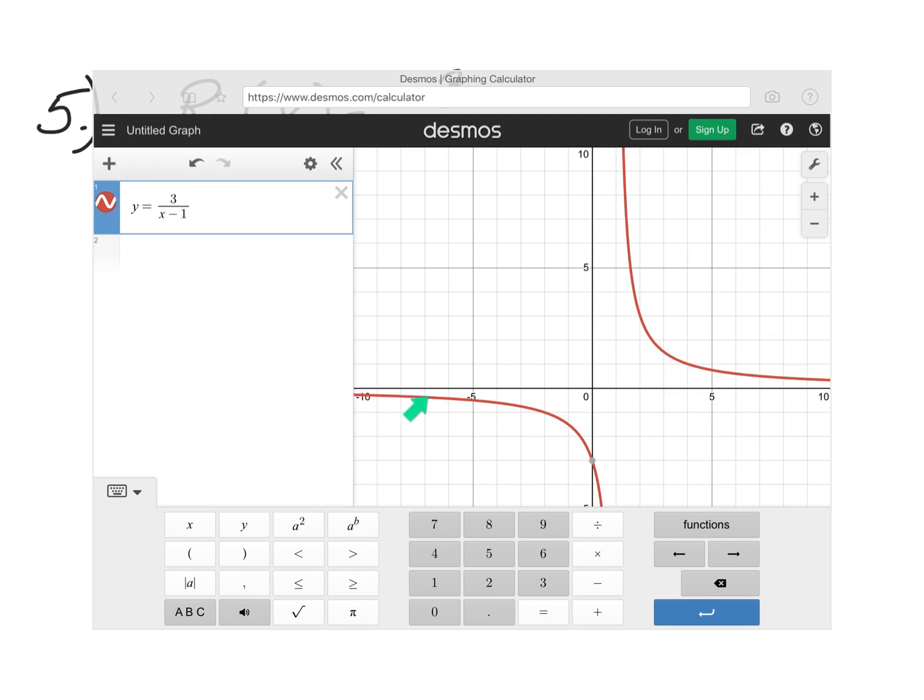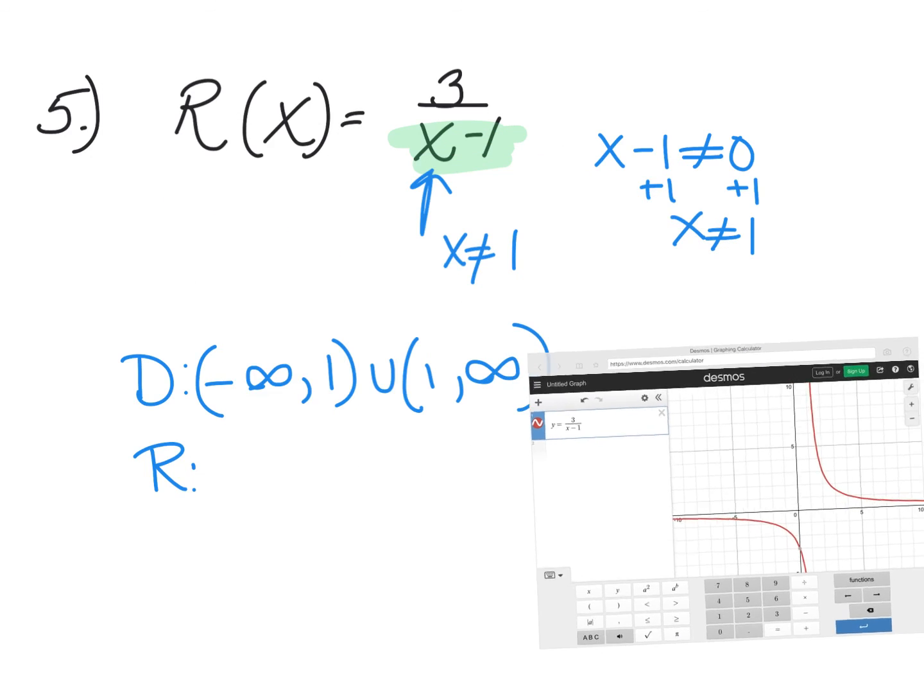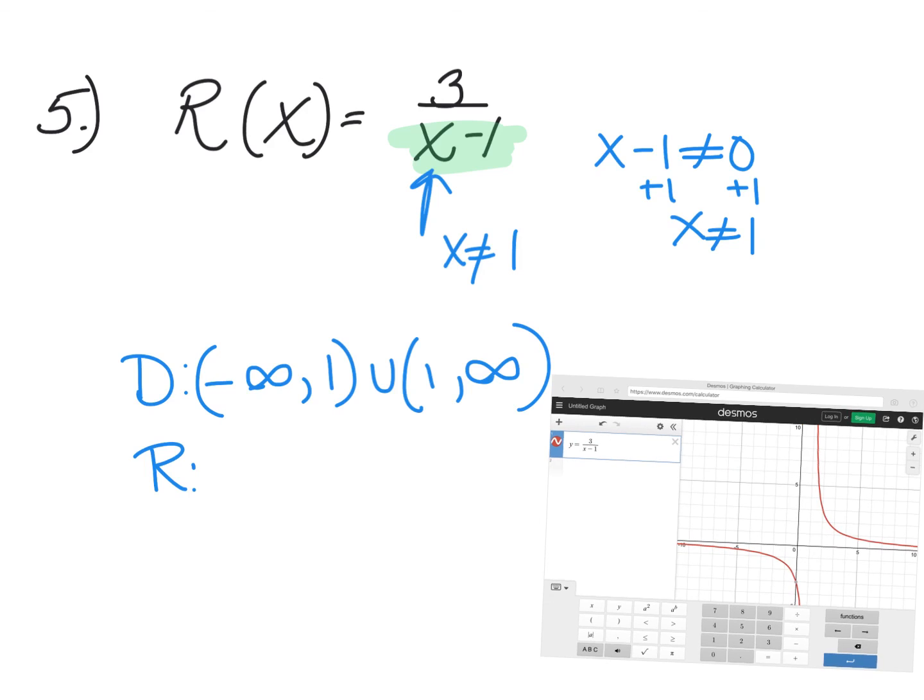So the range is going to be everything except for 0. And for now, the only way you're going to recognize that is, again, if you toss it in the graphing calculator. So I'm going to write my range where it's everything except for 0. But honestly, the focus presently is on the domain, but the range is great practice.